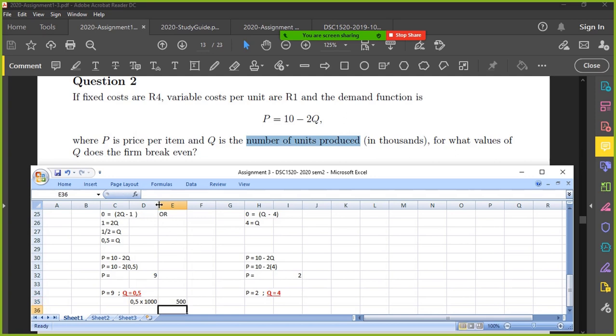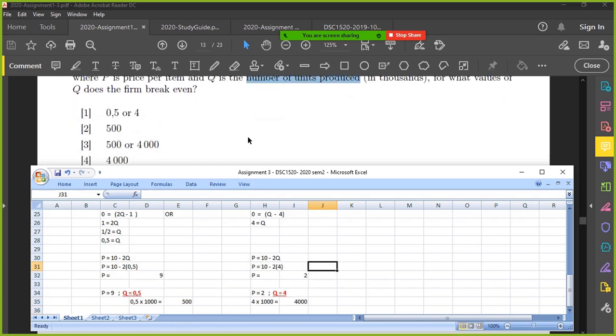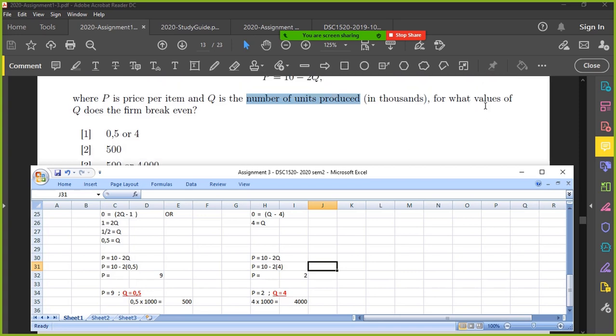Good. Yeah, 500. Okay, then the same thing on this side. 4 times 1,000 is 4,000. All right, so the option is 3. 500 or 4,000 is the values of Q. For what values of Q?